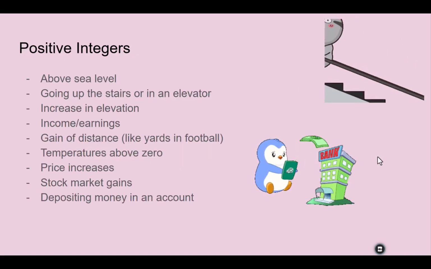Some examples of where we might see positive integers in real life include above sea level, going up the stairs or in an elevator, increase in elevation, income or earnings, a gain of distance like yards in football, temperatures above zero, price increases, stock market gains, and depositing money in an account.